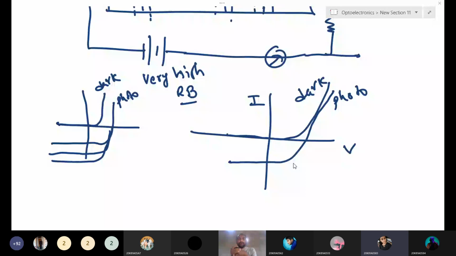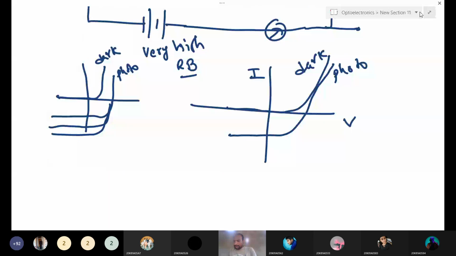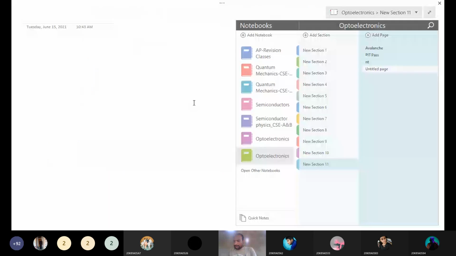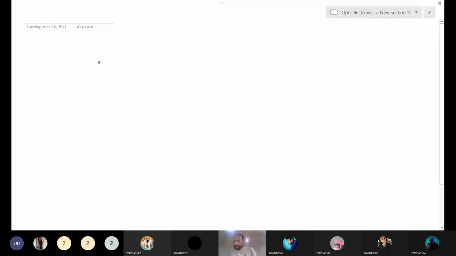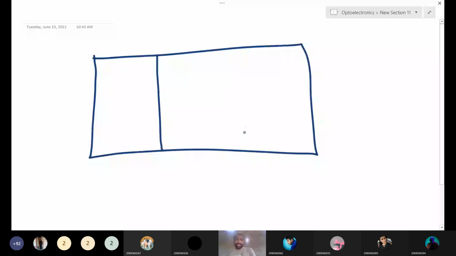Okay, see, I will explain. I will take a new page. Here I'm drawing the normal diagram. This is the reverse bias I'm applying, on the N plus region or N region. Here we are applying high reverse bias voltage.